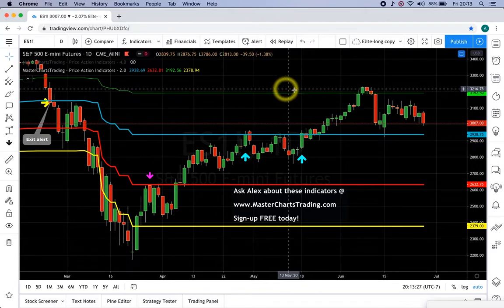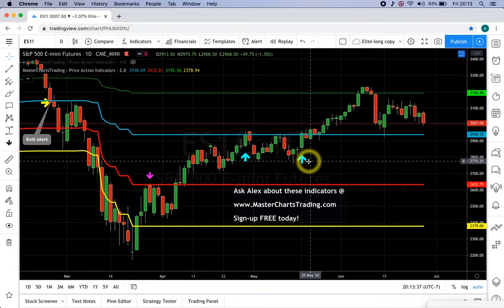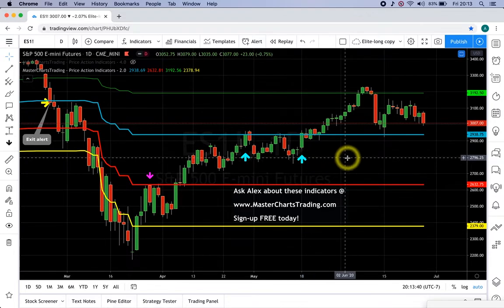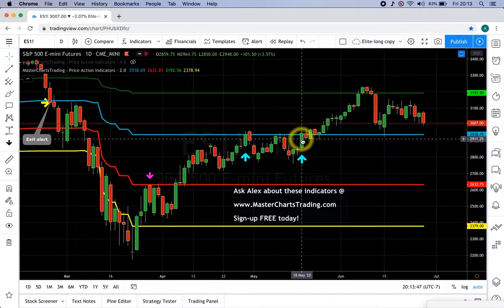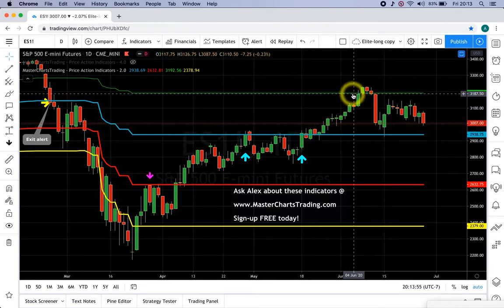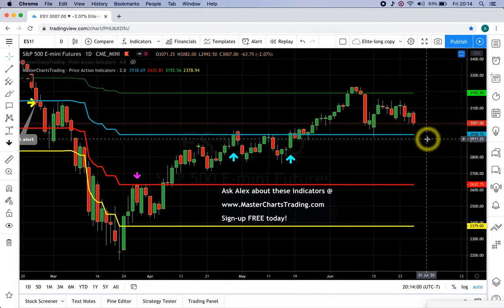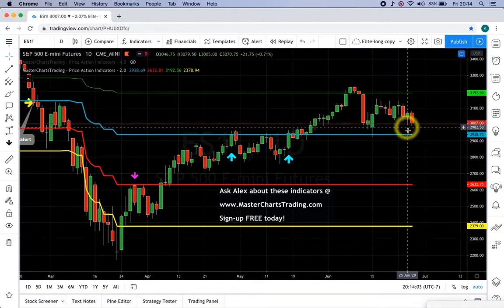What do these lines mean? These lines indicate the concept of support and resistance. In trading, support and resistance is quite important because you can foretell what is going to happen. If the price is above a certain level, for example in this case the price is above this blue line, we're going to say that it is going to act as support because the price is above it. So what I'm seeing right now is price is kind of coming down towards support.